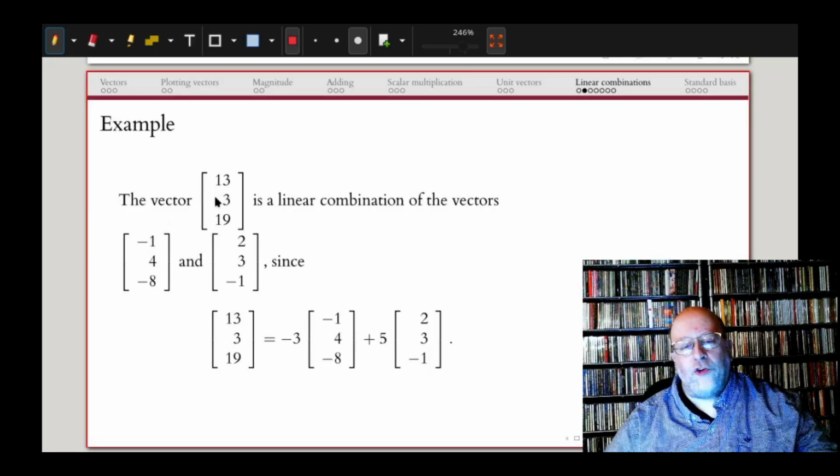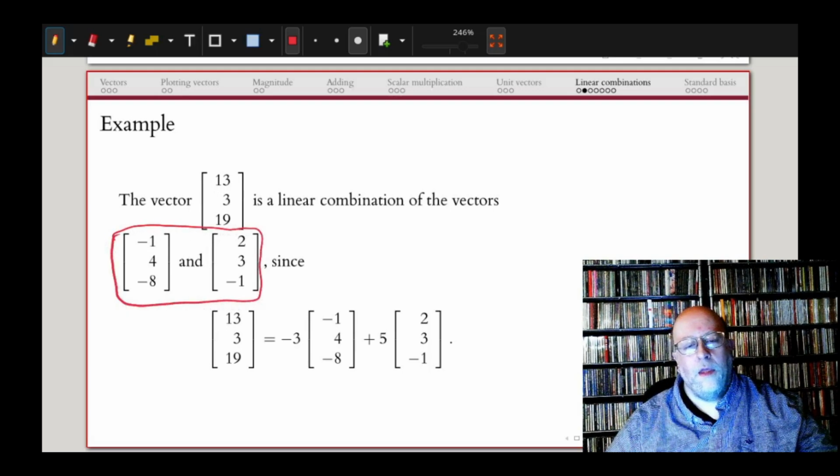The vector 13, 3, 19 is a linear combination of these two vectors. I'll call these vectors A and B. A is negative 1, 4, negative 8. B is 2, 3, negative 1. And the combination that we have is to take negative 3 copies of A and 5 copies of B. Negative 3 times the first vector and 5 times the second vector. And that gives us 13, 3, 19.